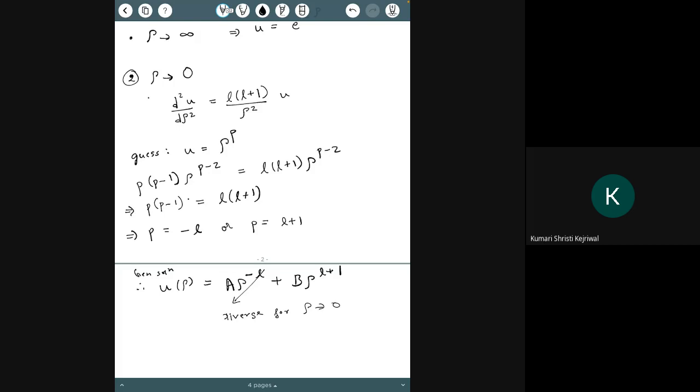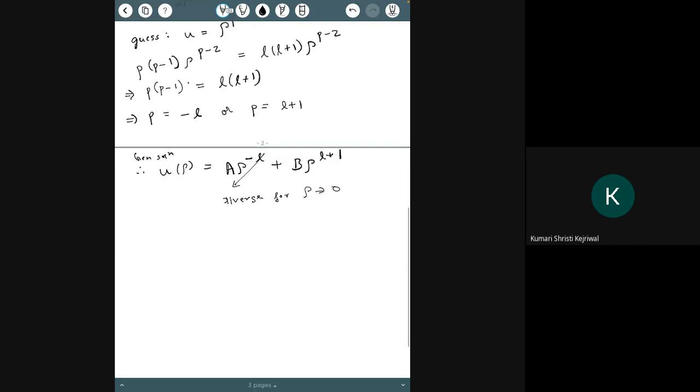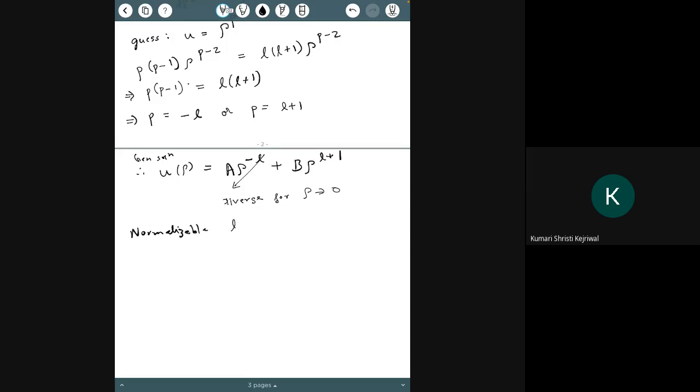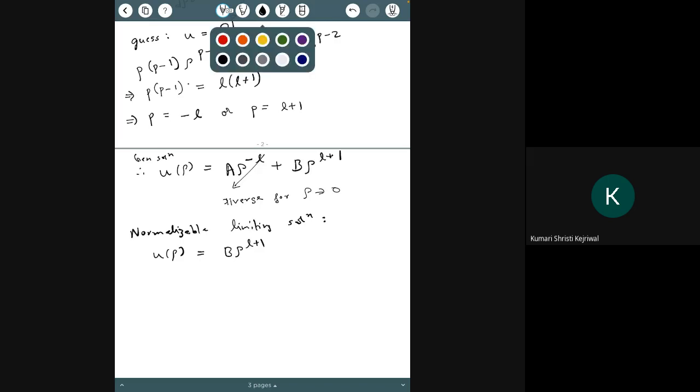So we remove that, and we say that our only normalizable limiting solution is u of rho equal to some constant into rho to the power L plus 1. Now, so we've got two limits, rho tending to 0 and rho tending to infinity. So now we go to the ansatz.